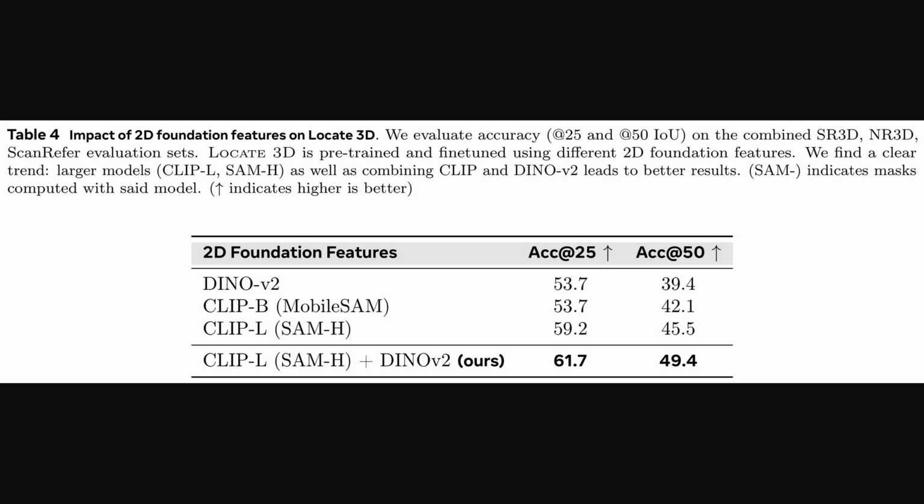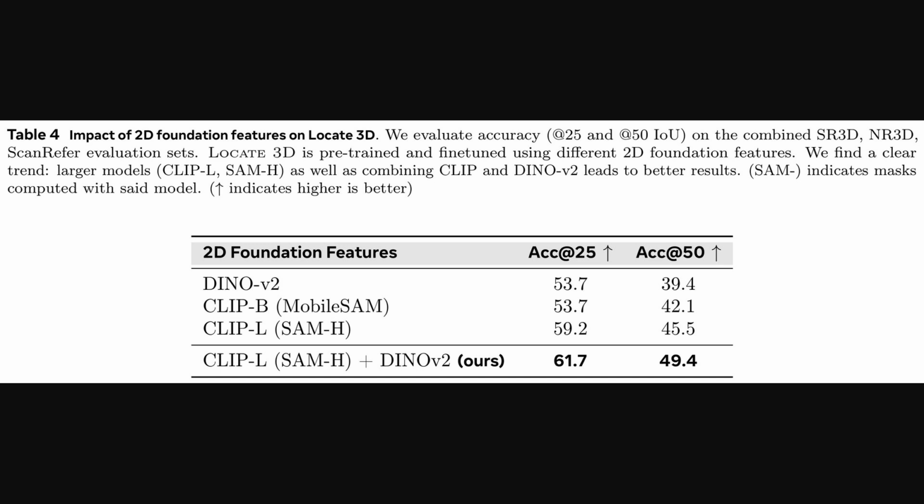So we've established that both the 3D-JEPA pre-training and the choice of input features are really important. Table 4 zooms in on those input features, specifically the impact of different 2D foundation features. These are essentially rich visual descriptions extracted by powerful pre-trained 2D AI models, like DINOv2 for detailed visual patterns and CLIP for connecting images with text, before this information is lifted into the 3D space.